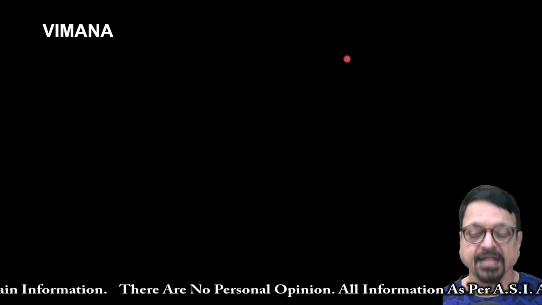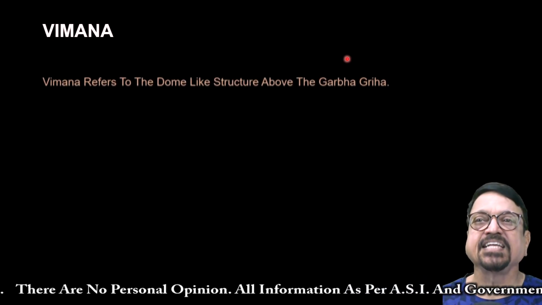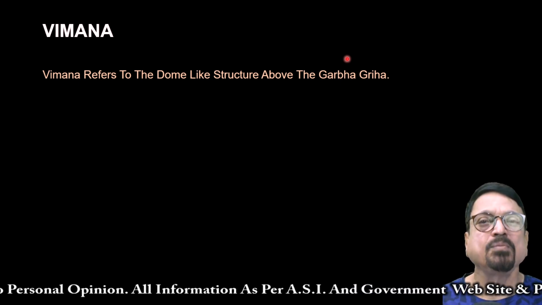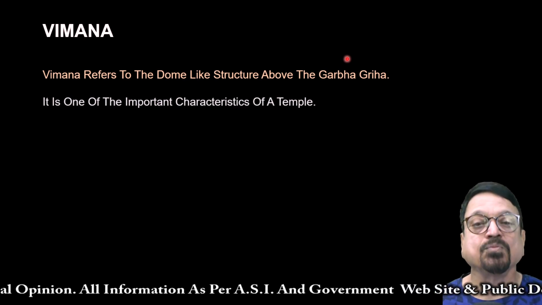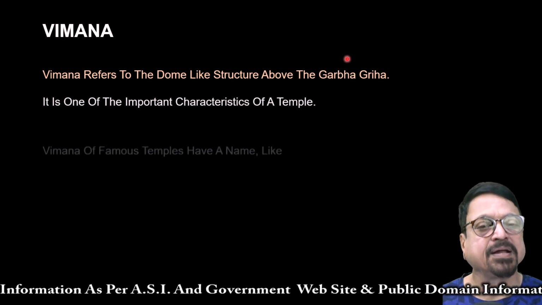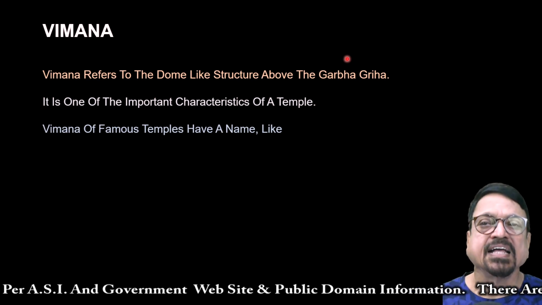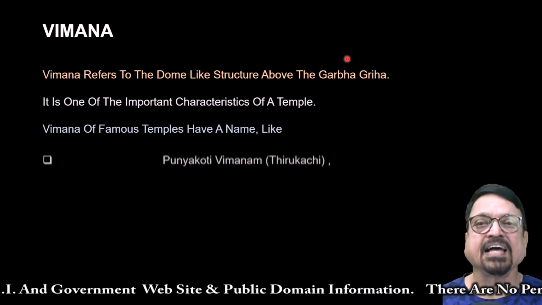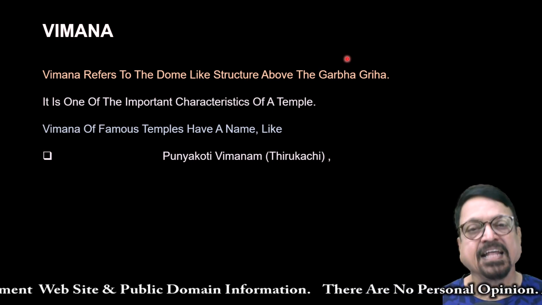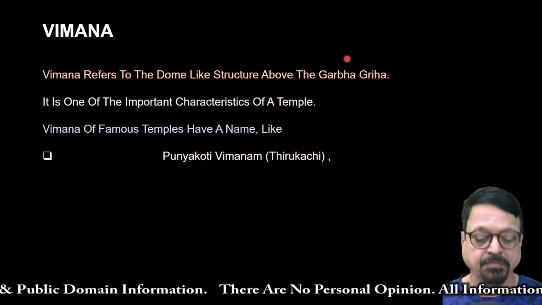Now what is the Vimana? First we have seen the Shikhara that is seen in North India, and now we are showing the Vimana. The Vimana refers to a dome-like structure above the Garbhagriha. It is more common in South Indian temples. It is one of the important characteristics of a temple of the South Indian type, Dravidian type. The Vimanas of the famous temples are of different types, different shapes can be there, and depending on that they can have names like Punyakoti Vimana.